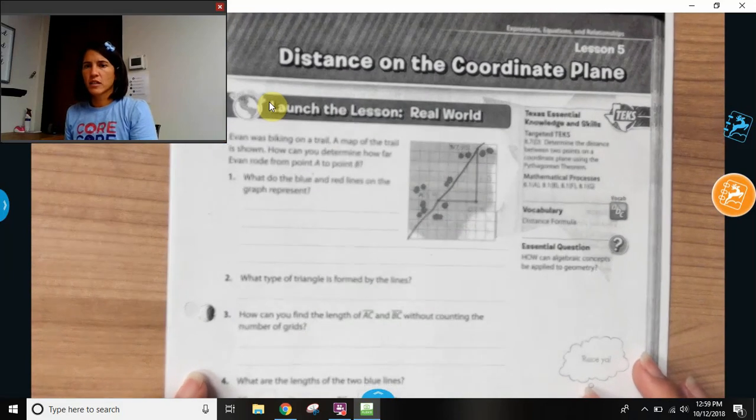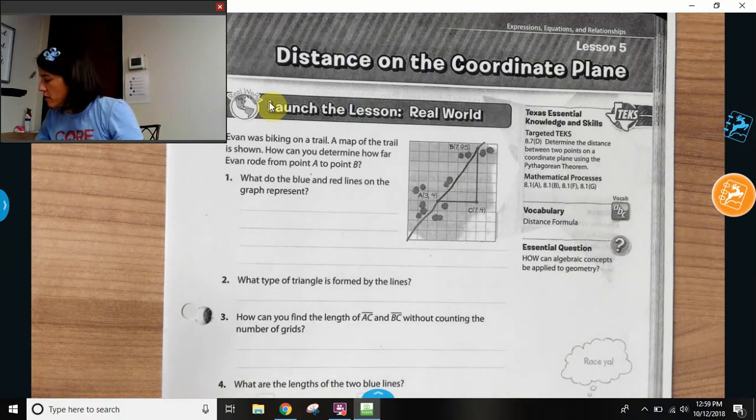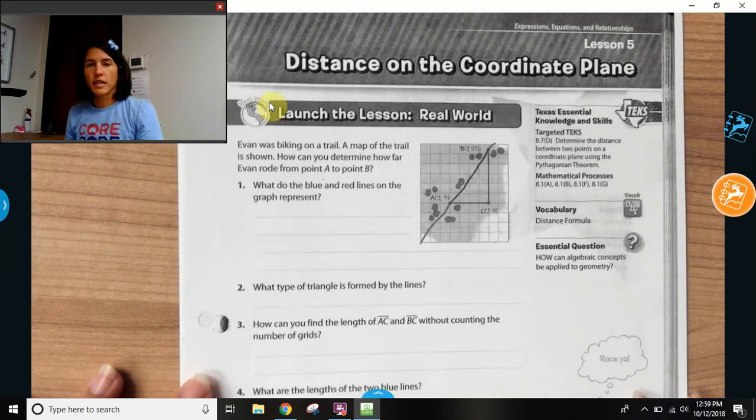Uh-oh, it looks like it's zooming in and out. So let me fix that because I cannot have that. Okay. That would just be crazy. Okay. Hopefully it doesn't keep zooming in and out.